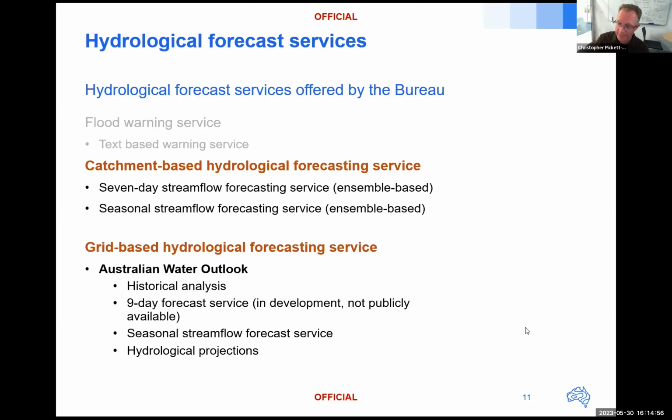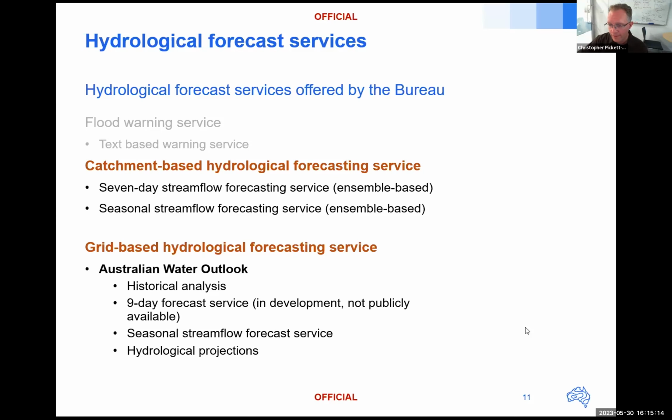Okay, so I'll briefly look at some of the forecast services underpinning these different types of modeling techniques. For the catchment-based modeling, there are two services: a 7-day streamflow forecasting service and a seasonal forecast service. These are models that are locally calibrated at point locations across the country.